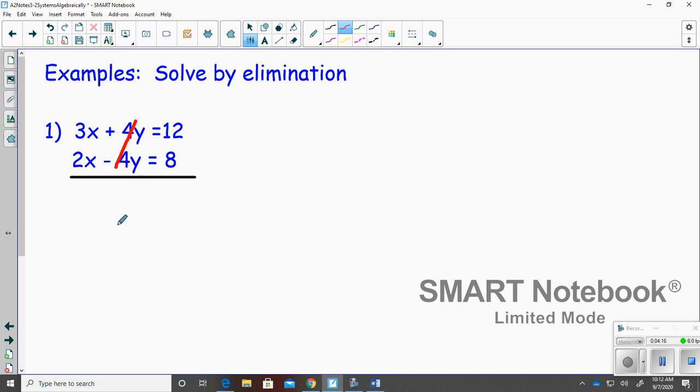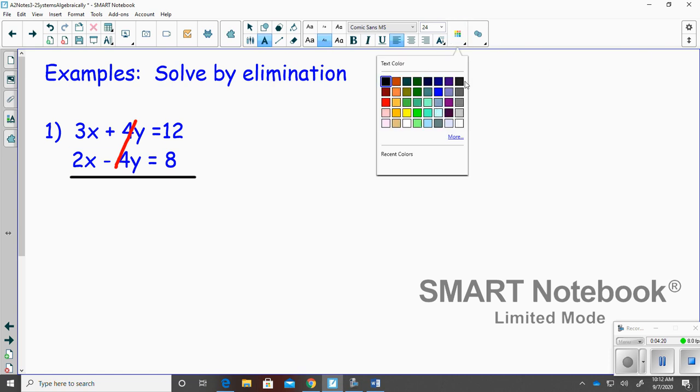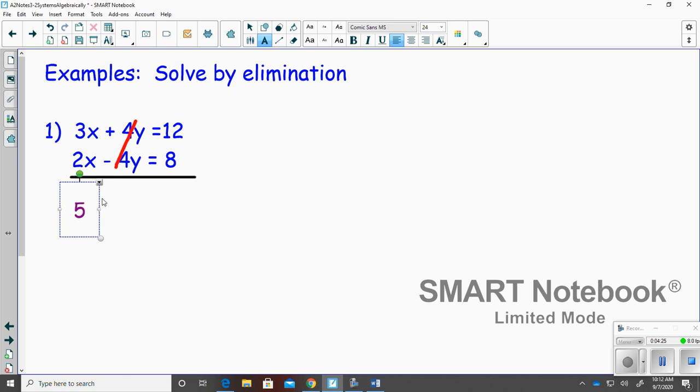The next thing you would do is basically combine your like terms. So what you have left is 5 x's, the y's are gone, and then equal positive 12 and a positive 8, you're just going to combine those to get positive 20. Okay, now you have one equation. You've turned two equations that had two variables into one equation with one variable, which is much easier to solve. Then you're going to divide both sides by 5.